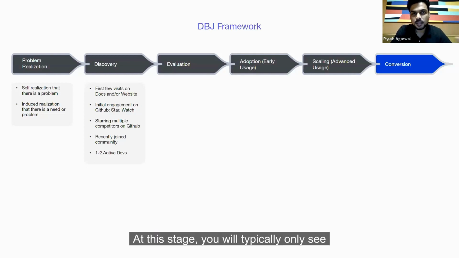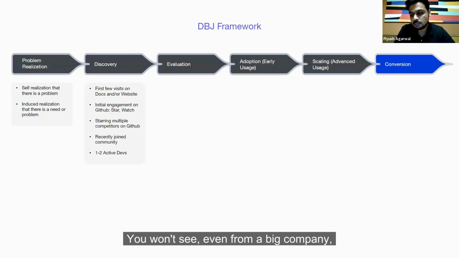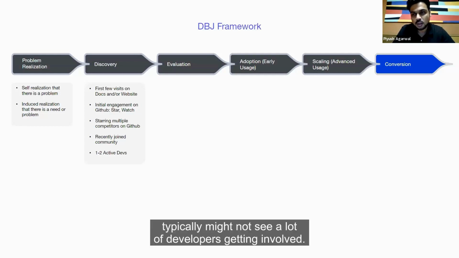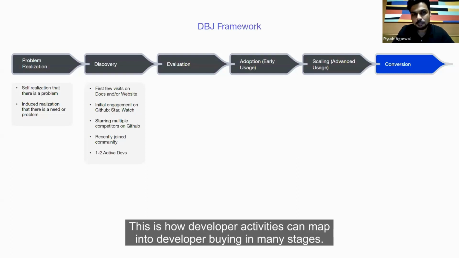And at this stage, you will typically only see small teams, 1 or 2 developers involved. Even from a big company, you typically might not see a lot of developers getting involved. So this is how developer activities can map into developer buying journey stages.